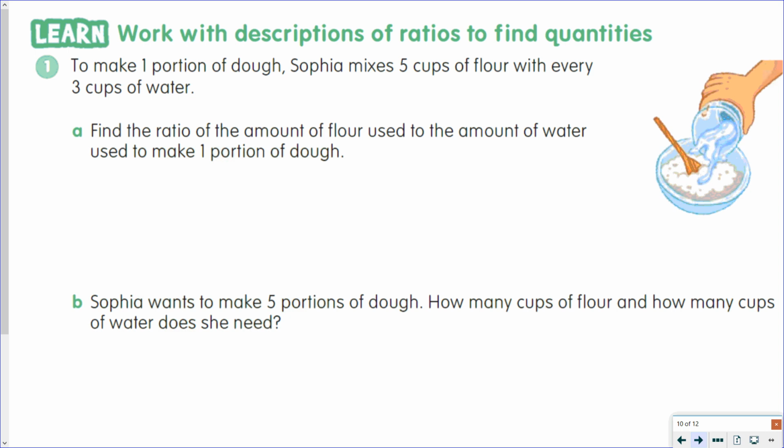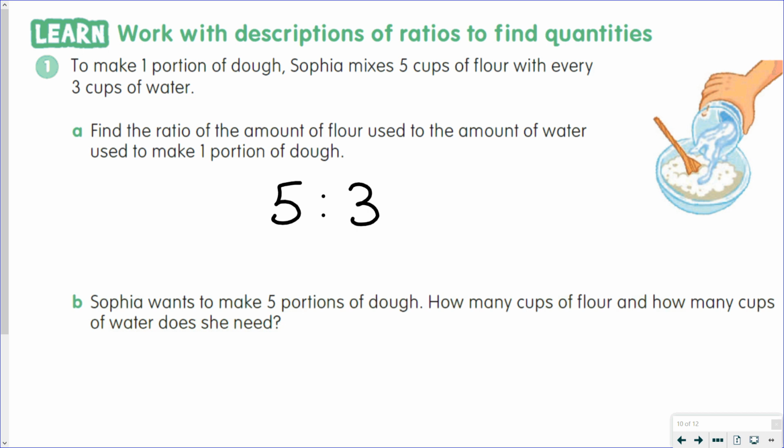So to make 1 portion of dough, Sophia mixes 5 cups of flour with every 3 cups of water. So to find the ratio of the amount of flour used to the amount of water used to make 1 portion, well, the amount of flour she uses is 5. The amount of water is 3. So our ratio is 5 to 3.